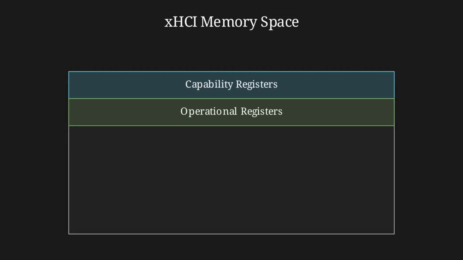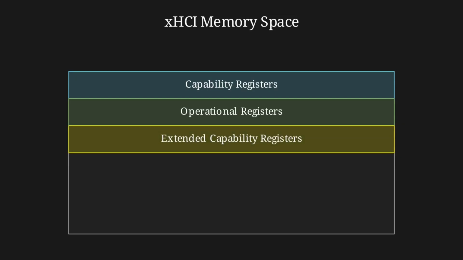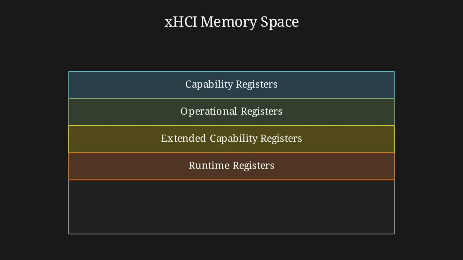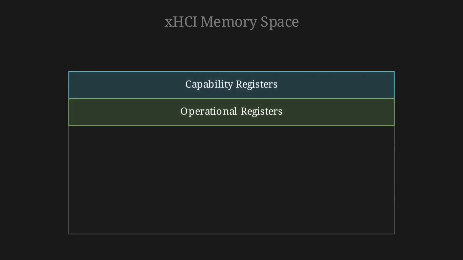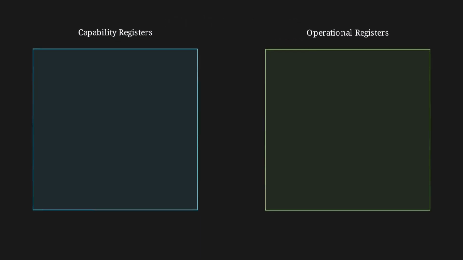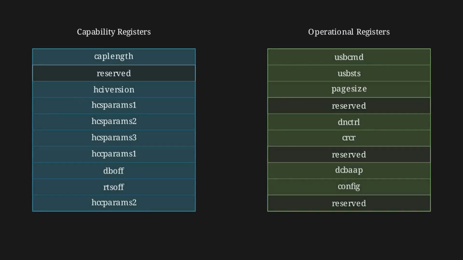Next, we have the operational registers. These are like the control center for the controller and can be used to reset, start, or shut down the controller, or read what state it's in, for example. And then we also have other register sets like the extended capabilities, runtime, port, and interrupt management registers. Each of these plays a different role at different stages or aspects of device connection, port, or event management. For now though, we'll only look at the first two, the capability and operational registers. These two groups give us a clear view of both what the controller is capable of and will soon be used to reset the controller.